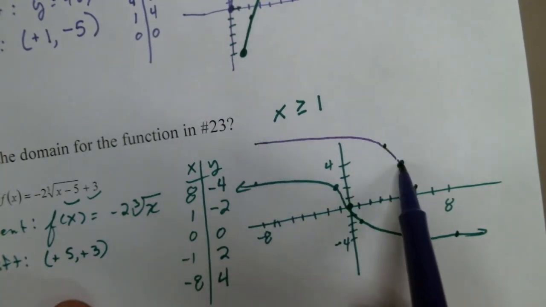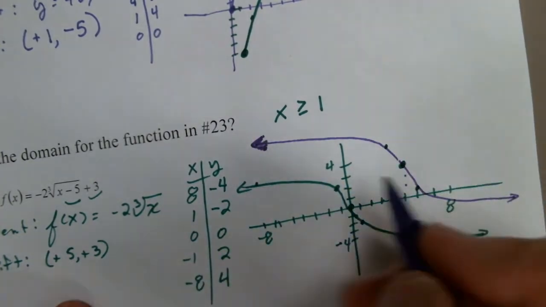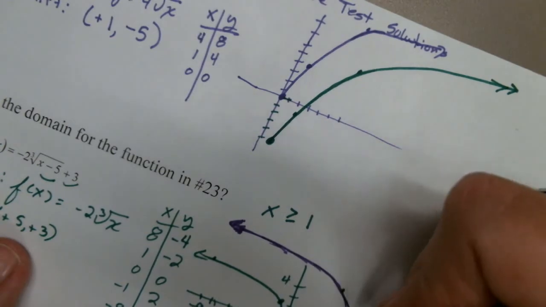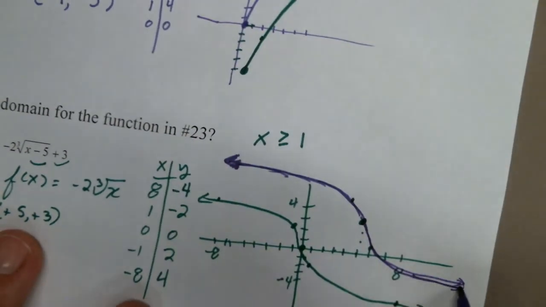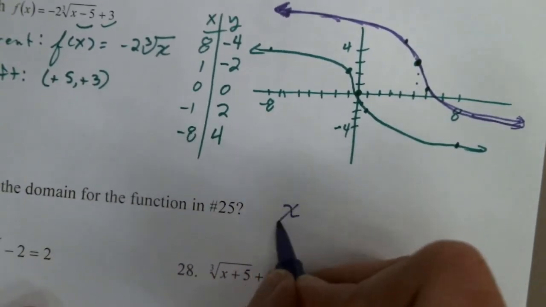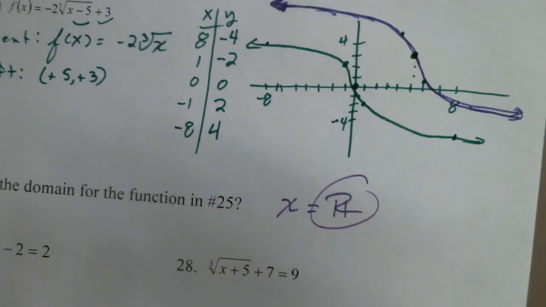Where it'll be. And then just sketch the graph. So this time it's the purple. That's the final graph. Alright, and cube root functions. The domain for those, x can equal any real number. So all real numbers. Alright, I'll do one more video for the last 4 problems.